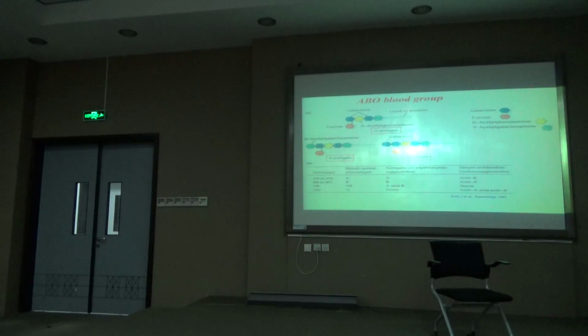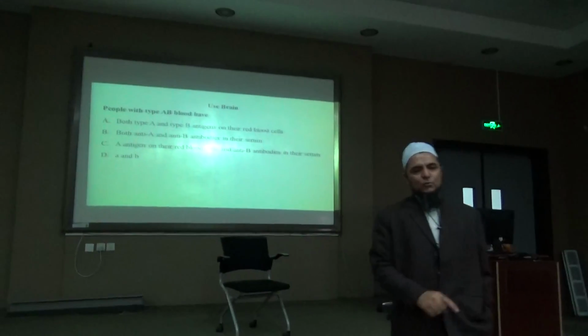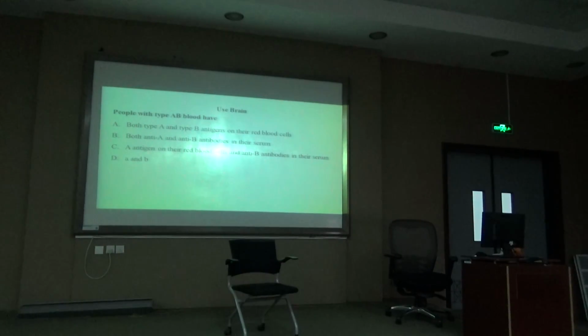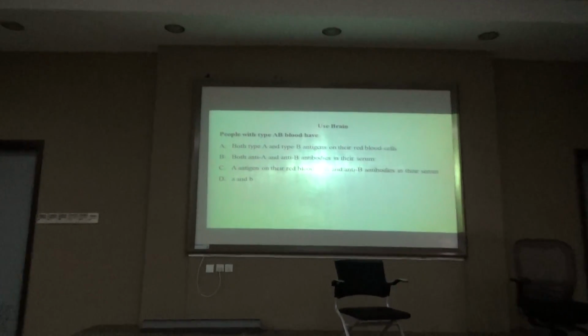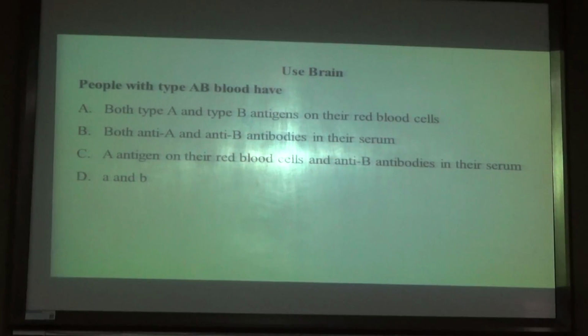How many are O? O positive, O negative? Okay. So who will use the brain? Let my friend answer this question, otherwise, I love him too much. Answer the question. Use your brain. He uses his brain when he is sleeping. People with type AB blood have... It's very simple. What is the answer?